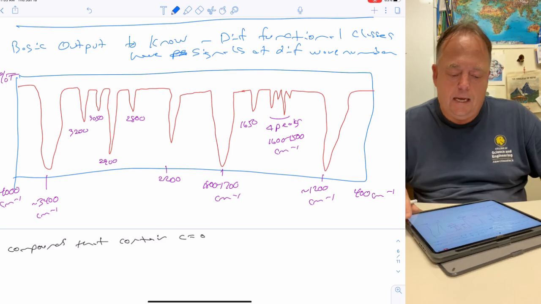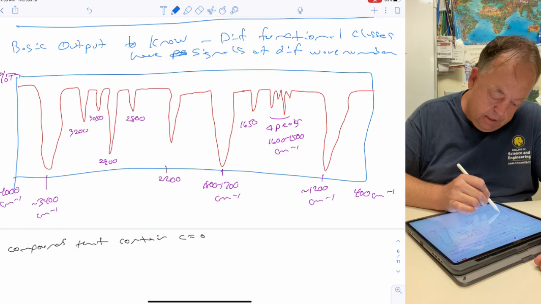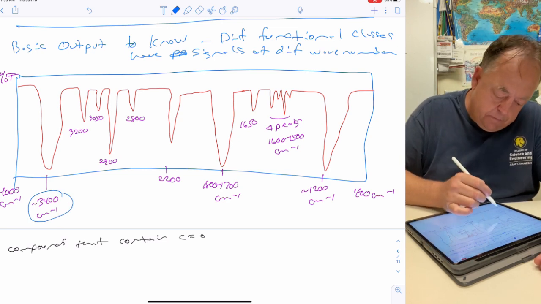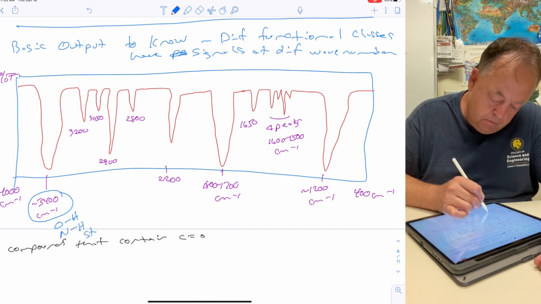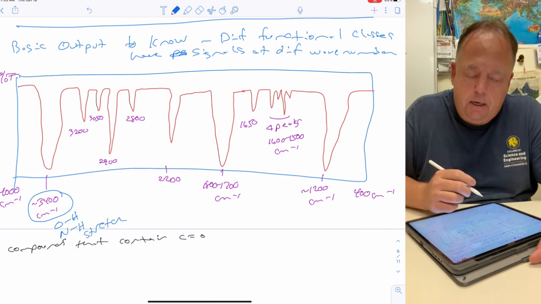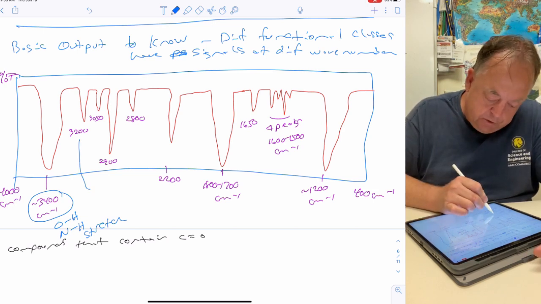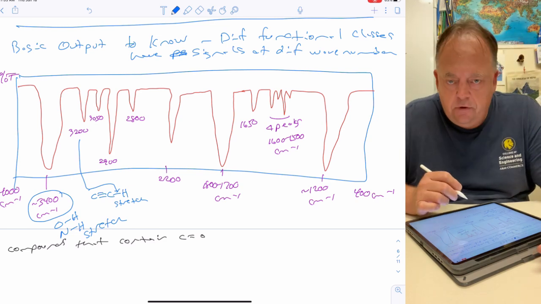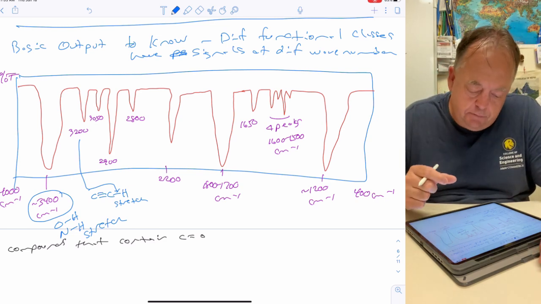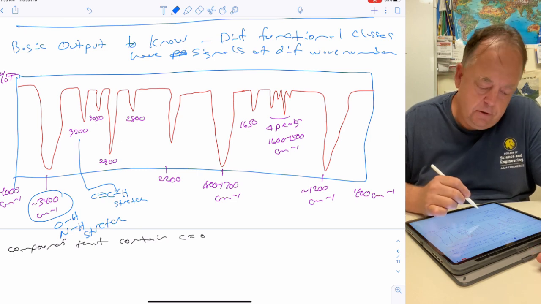The different functional classes have signals at different wave numbers. So for example, if you see a peak at 3400 in the IR spectrum, this is typically the energy required to stretch an OH or an NH bond. If you see a peak at 3200 in an IR spectrum, that's the energy required to stretch a CH bond where the hydrogen is attached to a triple bond, or an sp hybridized carbon.